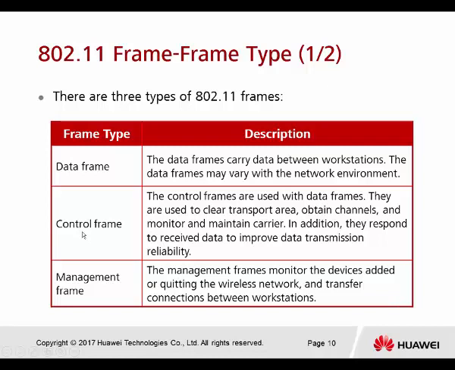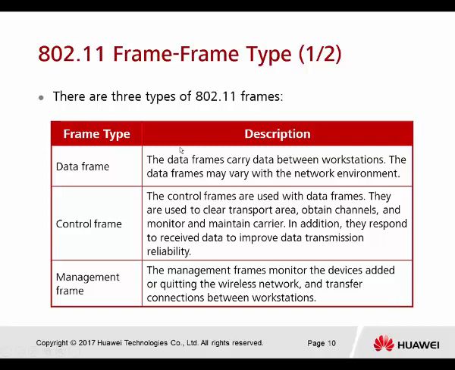Then the next one, the control frame. The control frame is used with the data frame, before we are able to send out the data frame. So our station, the STA, and also the AP access point, both of them have to use the control frame to confirm the channel. Before they are able to forward the frame, because one AP might be connected to so many STAs, which STA has the first priority to forward the frame? All those will be based on the control frame.